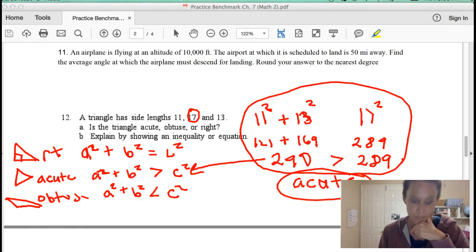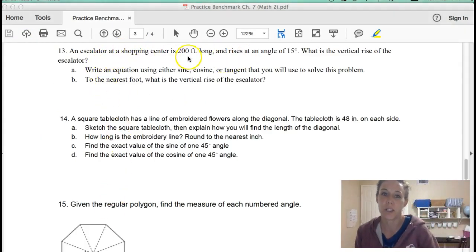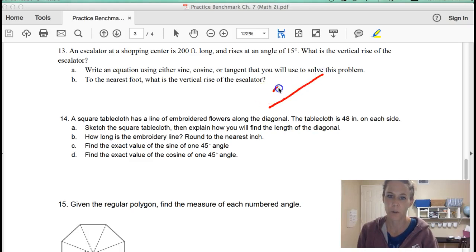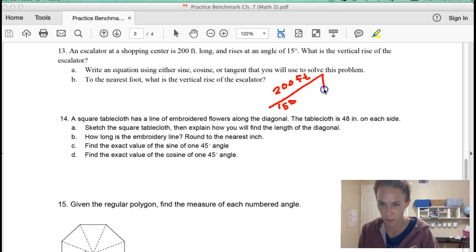All right, looking at number 13, you have an escalator at a shopping center that's 200 feet long and rises at an angle of 15 degrees. So always do a drawing. If I have an escalator that goes up like this, it's 200 feet long, and it rises at an angle of 15 degrees. So from the ground, it's going to rise at an angle of 15 degrees. And they want to know, what's the vertical rise of the escalator? So this, what's the straight up rise? That will be x. So you have your right triangle here.